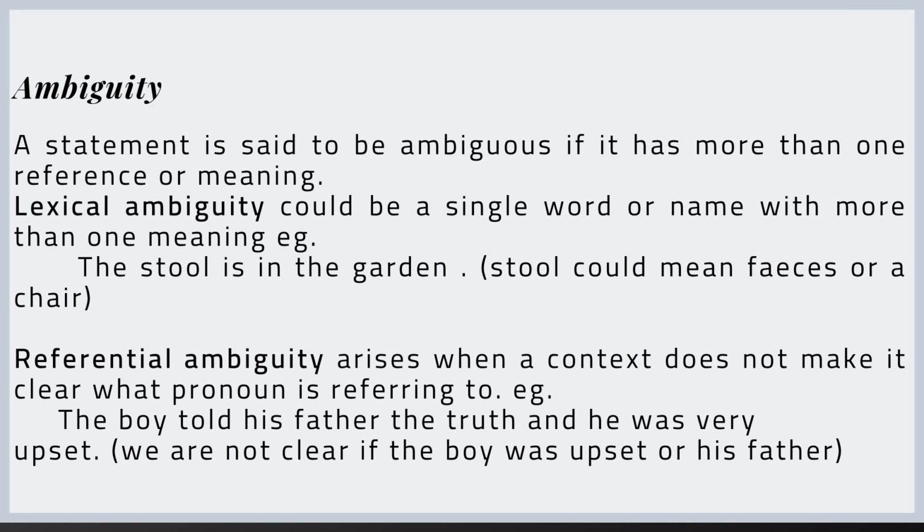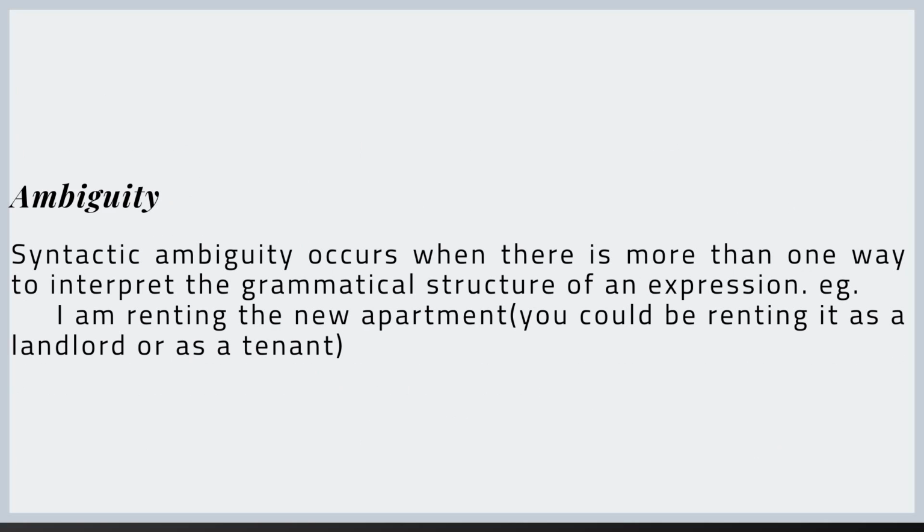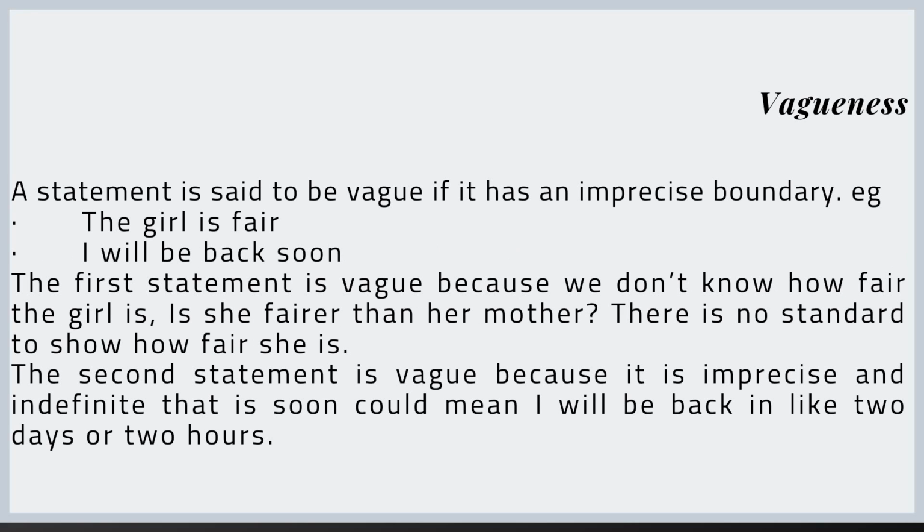Referential ambiguity arises when the context does not make it clear what a pronoun is referring to. Example, the boy told his father the truth and he was very upset. We are not clear if the boy was upset or his father was. Syntactic ambiguity occurs when there is more than one way to interpret the grammatical structure of an expression. Example, I am renting the new apartment. You could be renting it as a landlord or as a tenant.